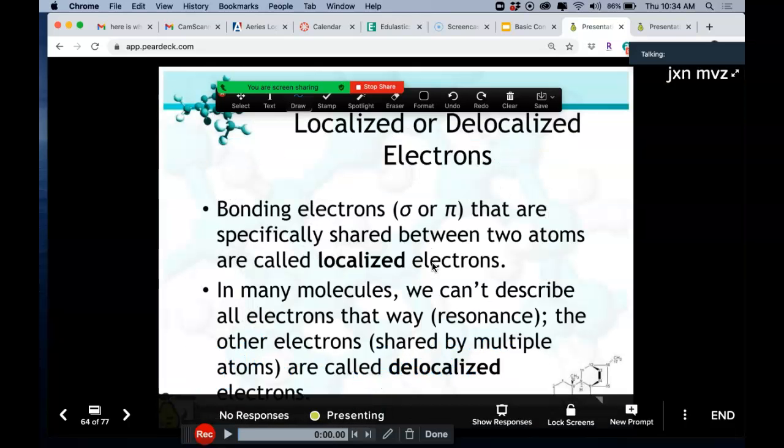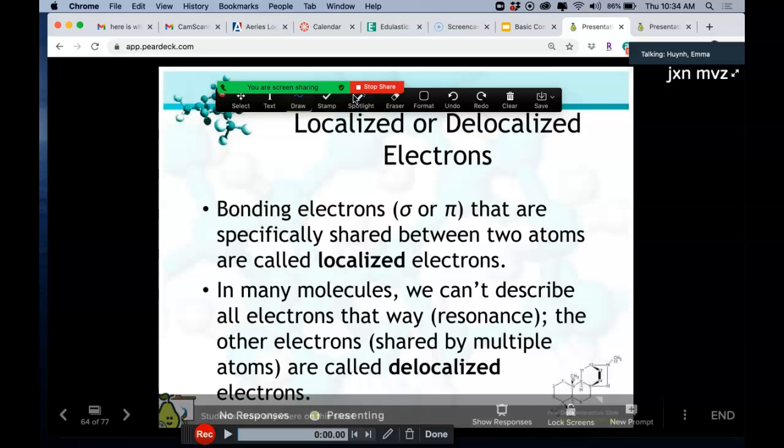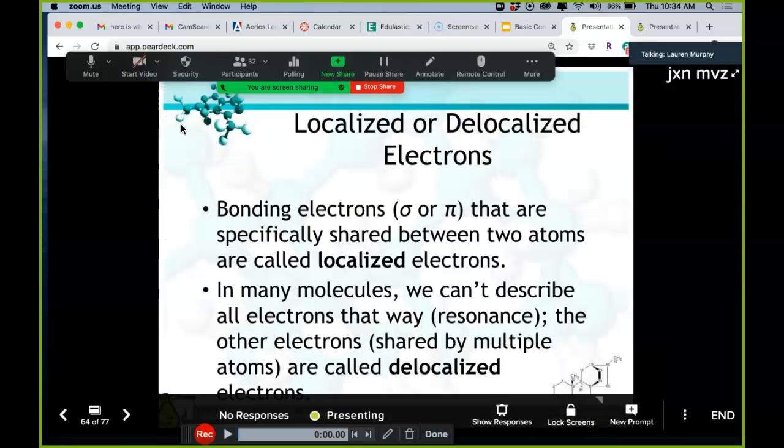Now we're going back. Okay. I'm going to be honest with you. I don't need you to know this in depth, but I am going to do my best to explain it to you. Again, I don't need you to know this in depth, but this has to do with the sigma and the pi bonds and I don't think you're sharing your screen. Electrons.